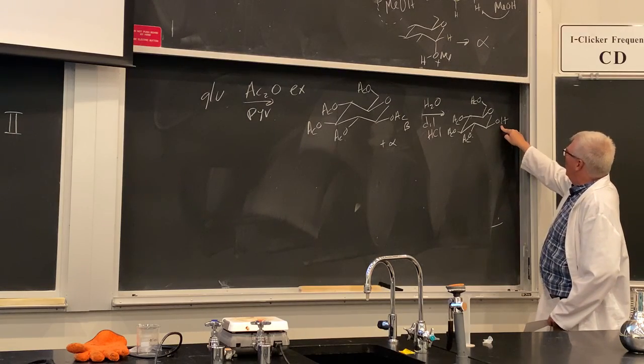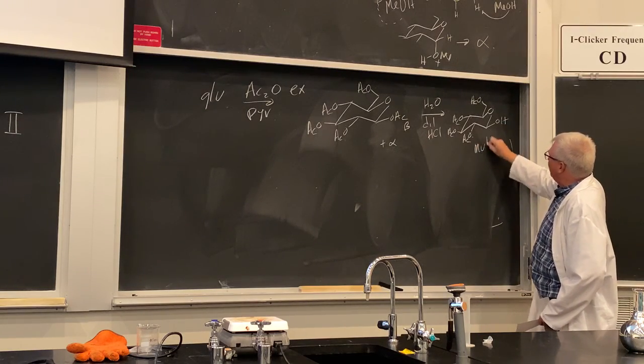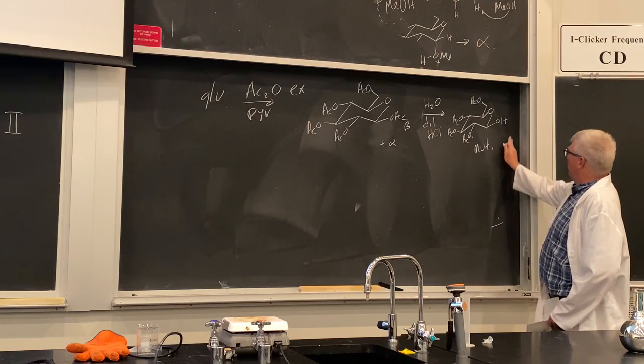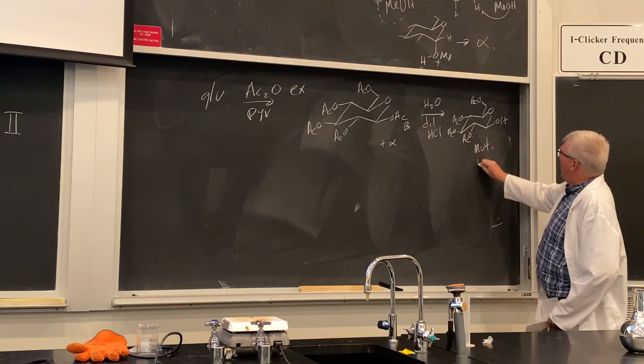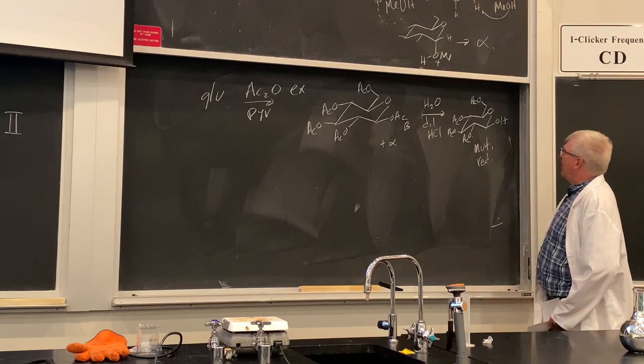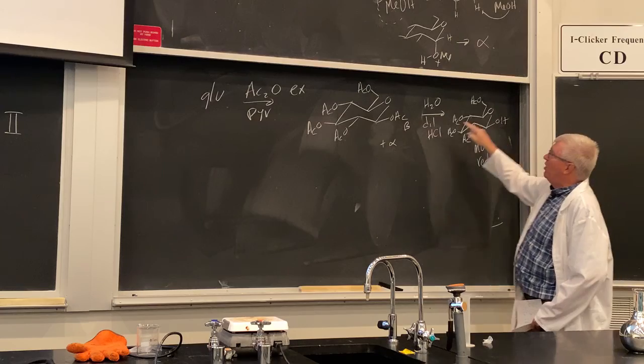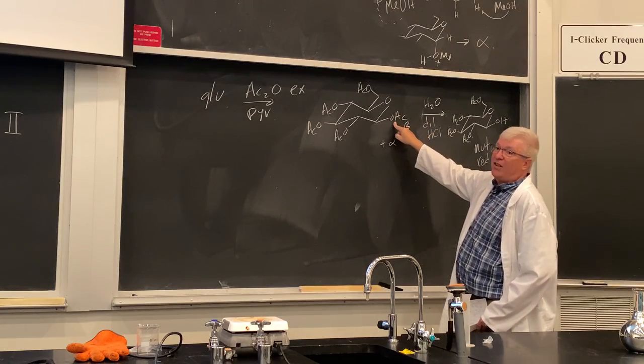And then this one will be mutarotating. If you purify out the alpha or the beta and put it back in solution, you'll see the optical rotation change. And it is a reducing sugar. Why? Because it's now the hemiacetal, whereas this one is an acetal.